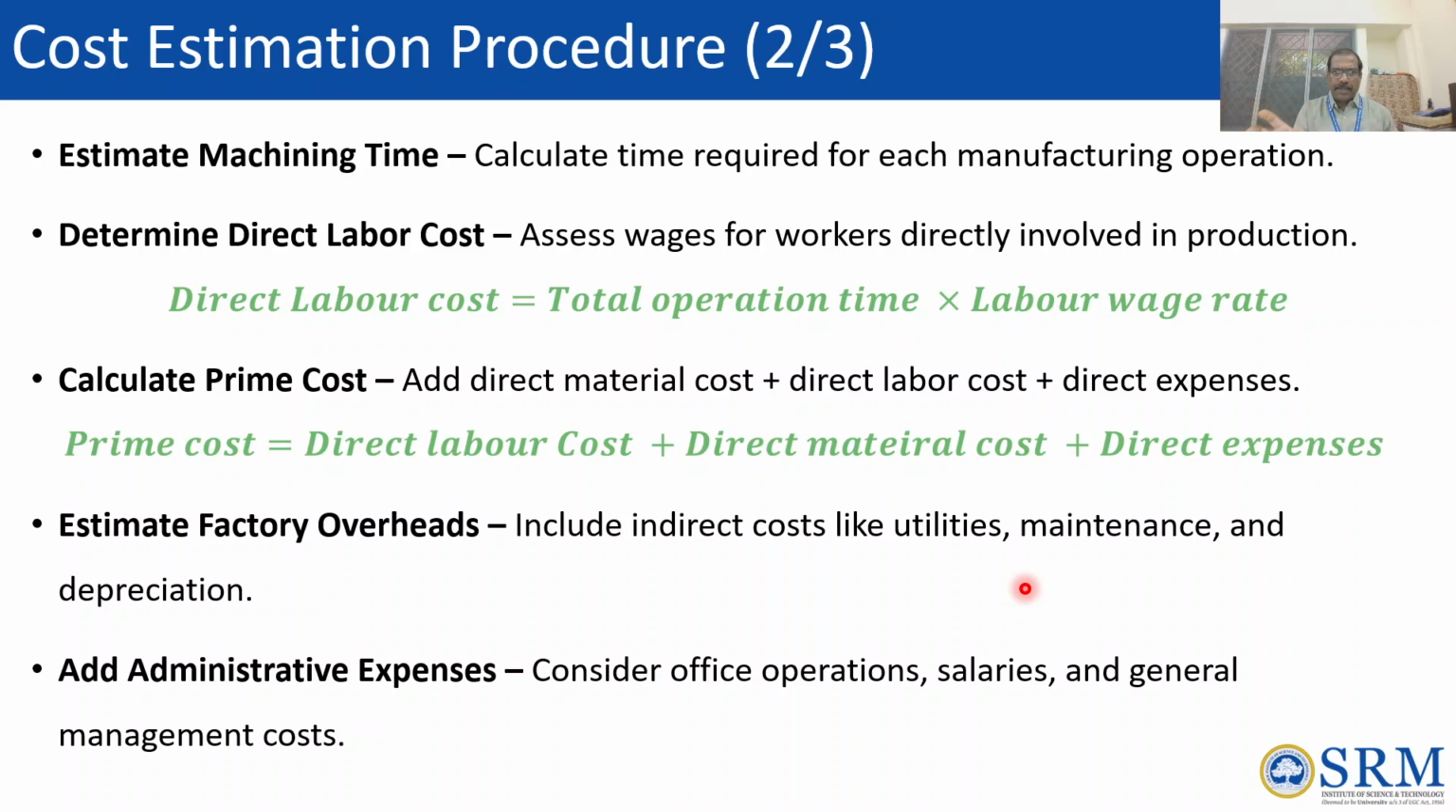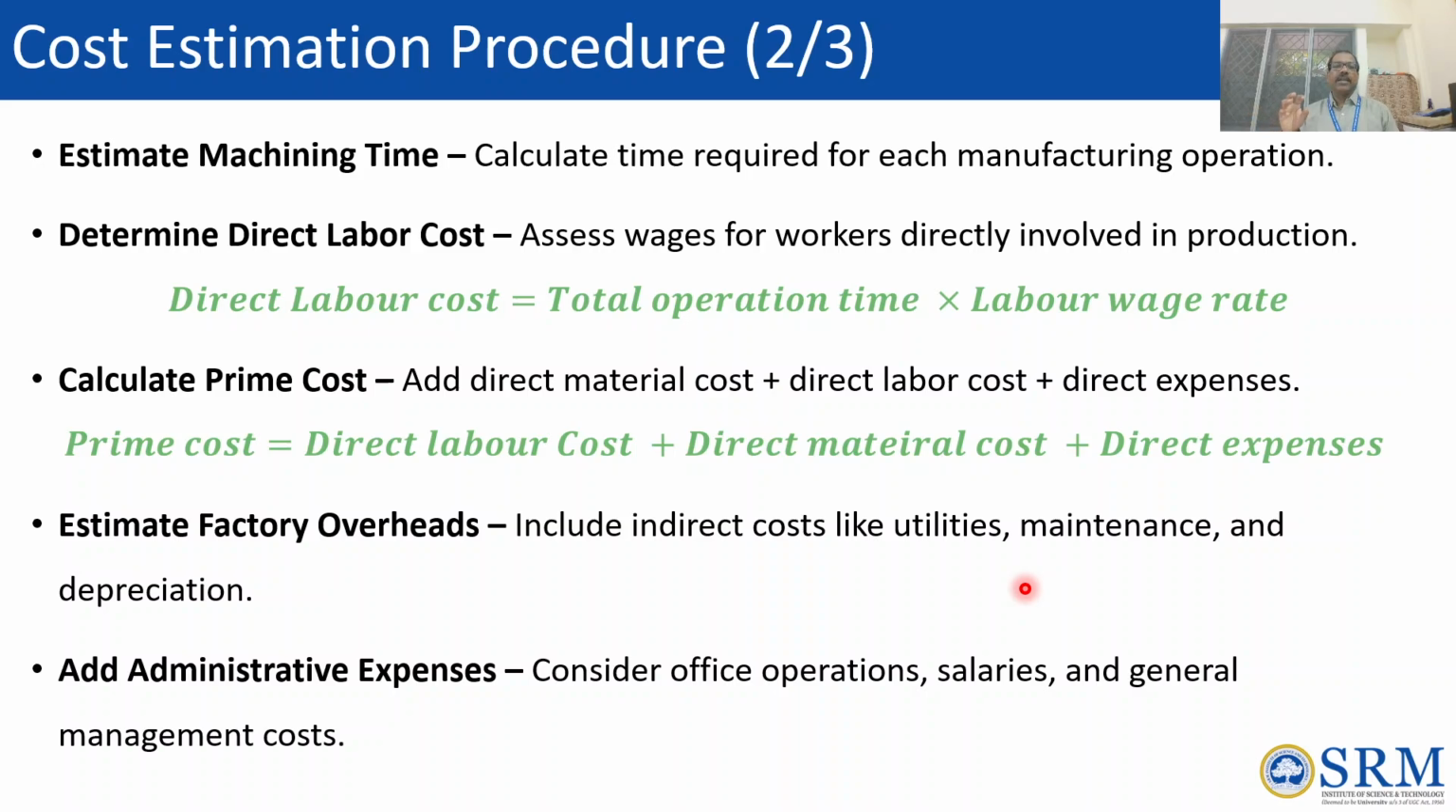direct expenses. All of that put together, the summation of that, we call the prime cost. Along with the prime cost, we add overhead charges, administrative charges, and profit. Only then can we fix the sales price. We'll discuss that later in costing or cost accounting. But understand prime cost is direct labor cost plus direct material cost plus direct expenses.